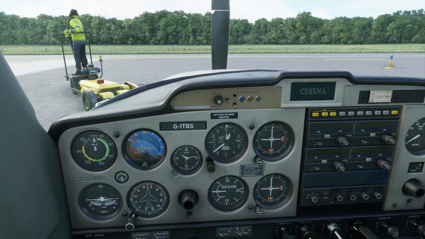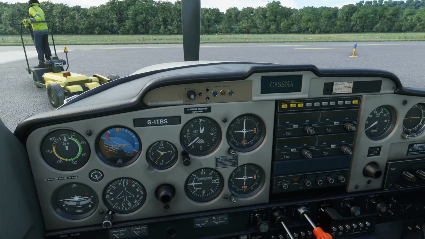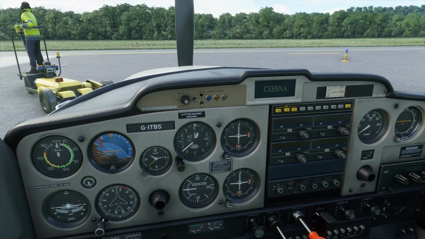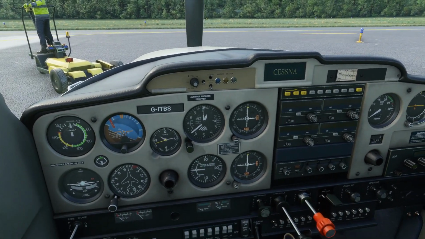So that's a very brief overview of the default 152. We'll leave the video here for today, and we'll come back in part 2 of the series for the startup and the taxi out to the runway.